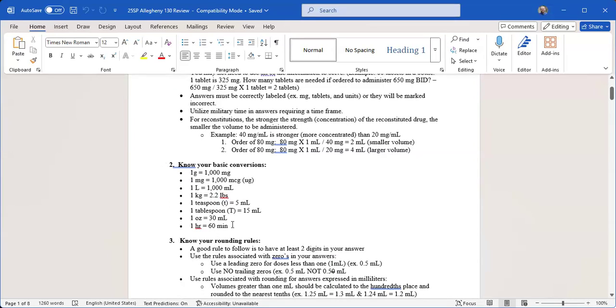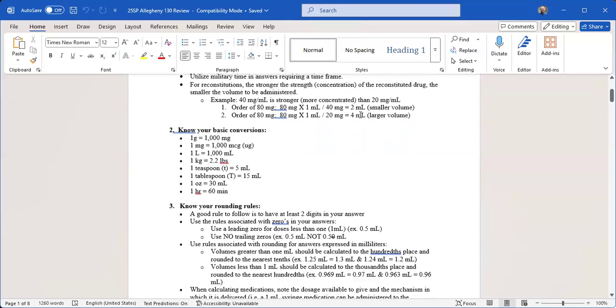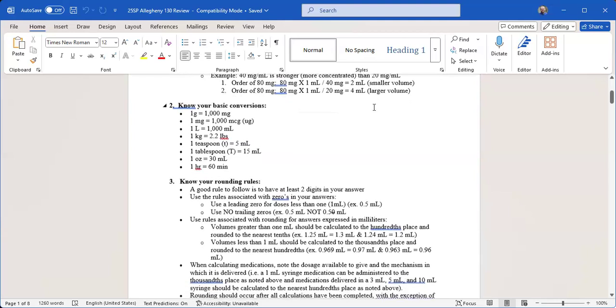You need to know your basic conversions. You have to have these memorized. They will not be given to you. This is the main thing. But if you got it last time, sometimes it's just a matter of getting back into it and practicing, and you'll be fine as far as reviewing the things that you need to review.